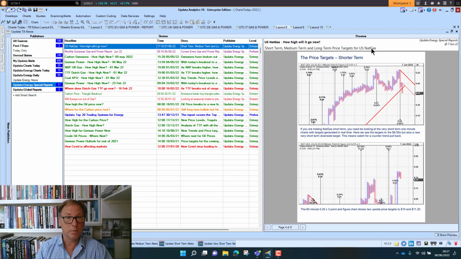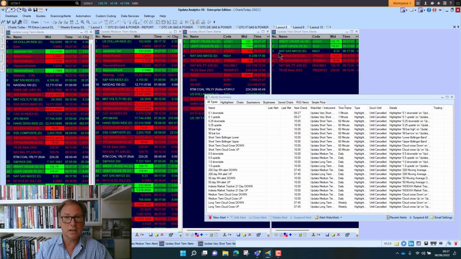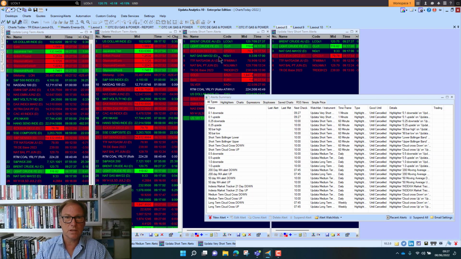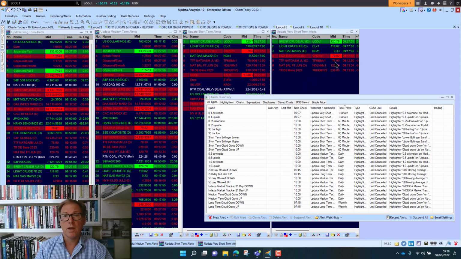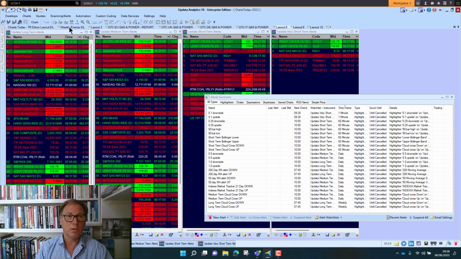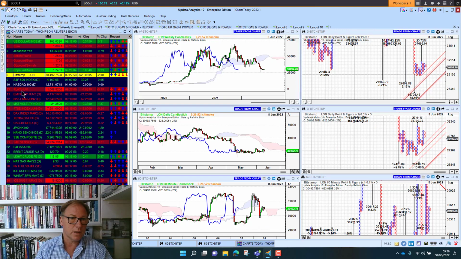So if you wanted an alert on Bitcoin, you just simply add it into the list that you want, whether you want the short-term targets, the medium-term, or the long-term. And if you're trading Bitcoin, you'll want those very short-term price targets. So that's really how you set it up.